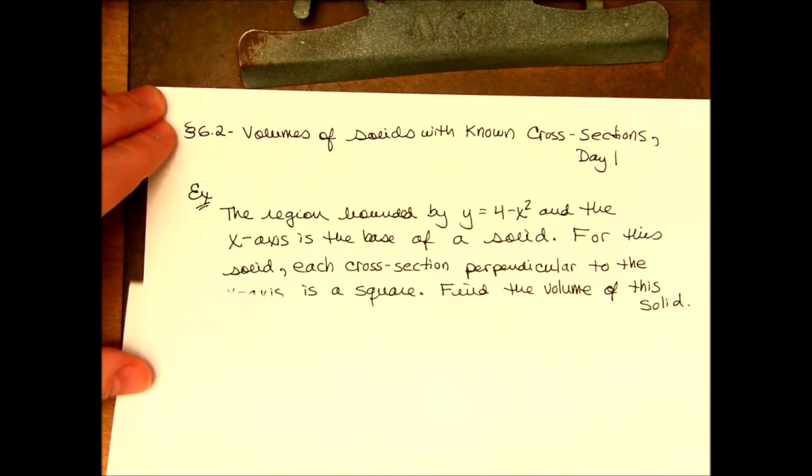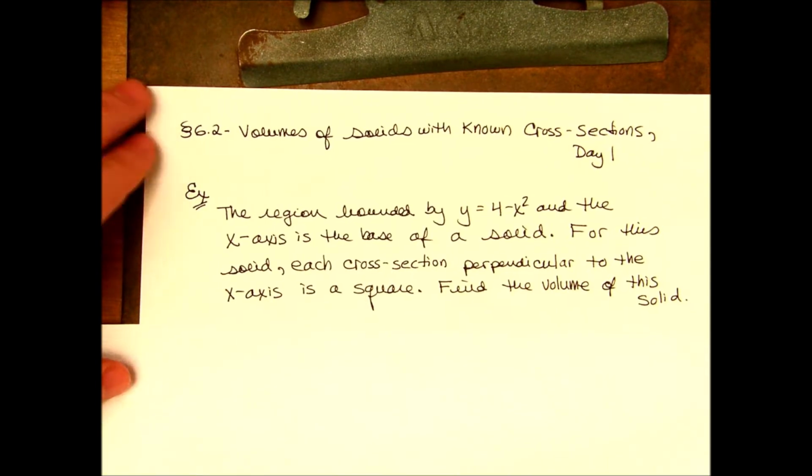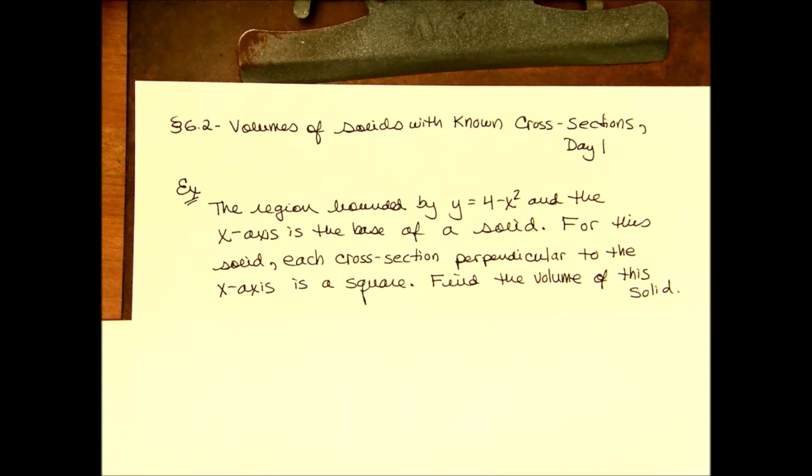For our first example, the region bounded by the parabola y equals 4 minus x squared and the x-axis is the base of a solid. For this particular solid, each cross-section perpendicular to the x-axis is a square. We want to find the volume of this solid that we've created. You might want to pause the video for a moment while you copy that down.